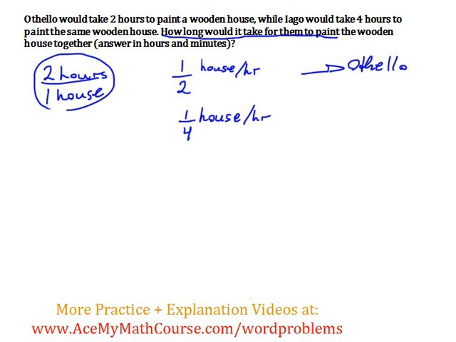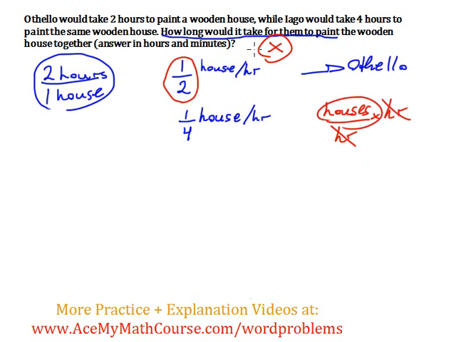But now they're going to be working together. And the amount of time that they're going to take, I'm just going to call it X. So how long would it take for them to paint the wooden house together? That's going to be X. And if we multiply the rate in terms of houses per hour by time in hours, we're going to get the number of houses, right? Because houses per hour times hours, they cancel out, we get houses.